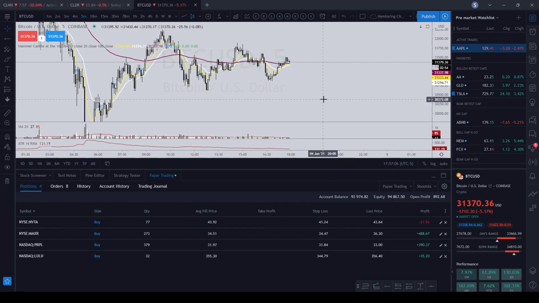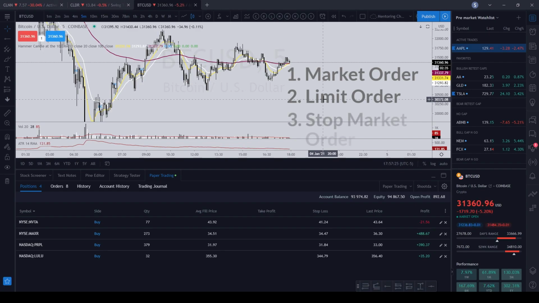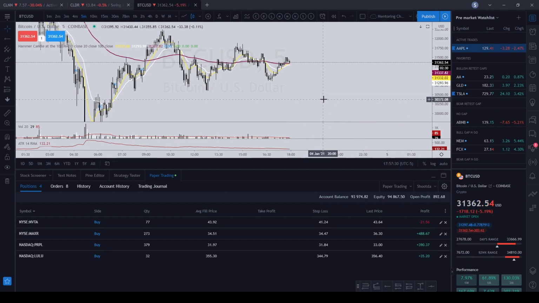Okay, so now in TradingView with paper trading, there are 3 types of orders that you can execute. And that is the market order, which gets you in and out of a trade immediately. You've got your limit order, which is if you're going in long, you're going to be entering in lower than the current price. And a stop market order, which will get in, you're going to play that for a breakout usually.